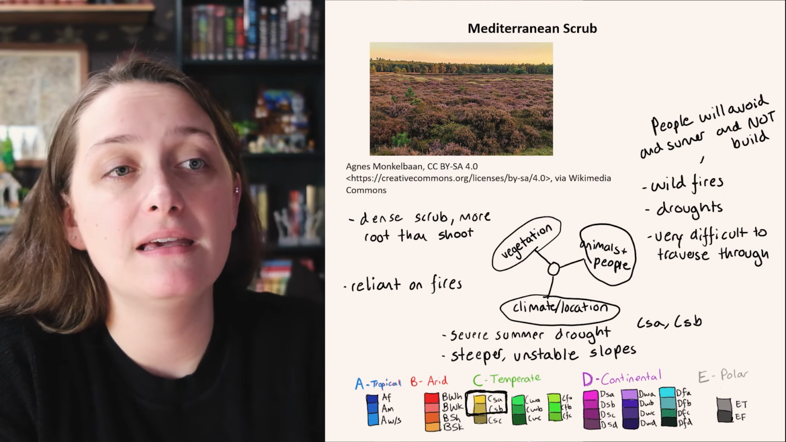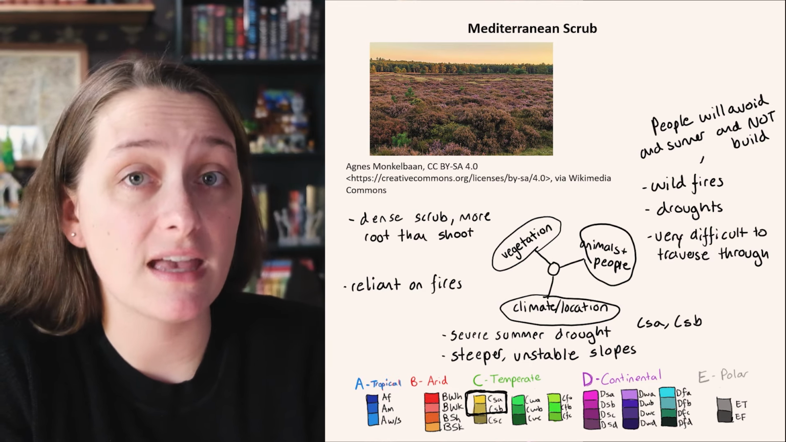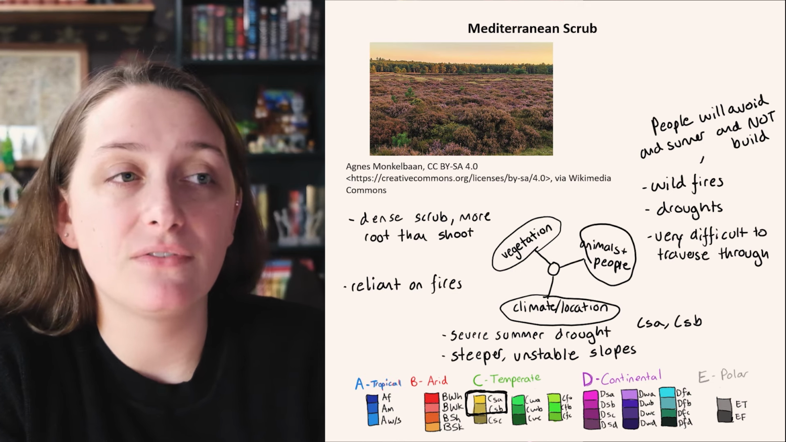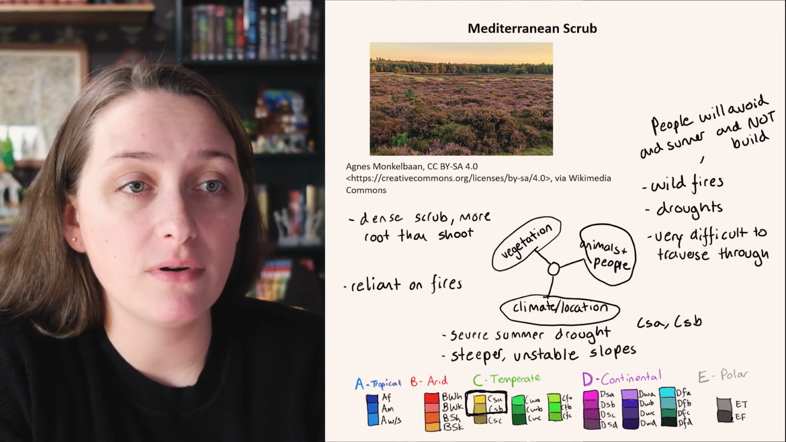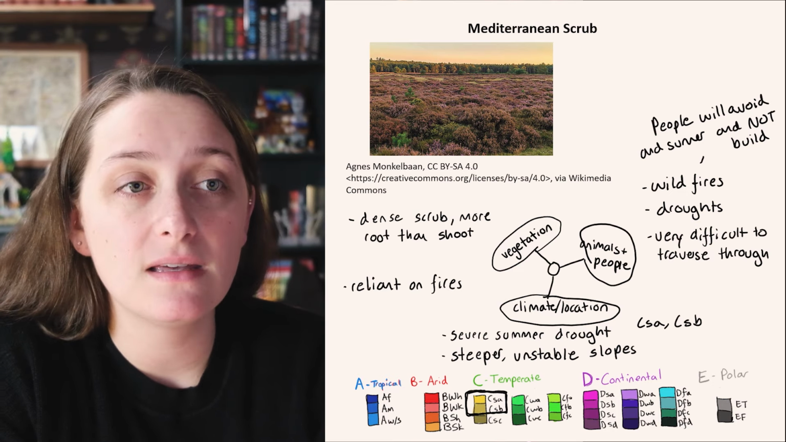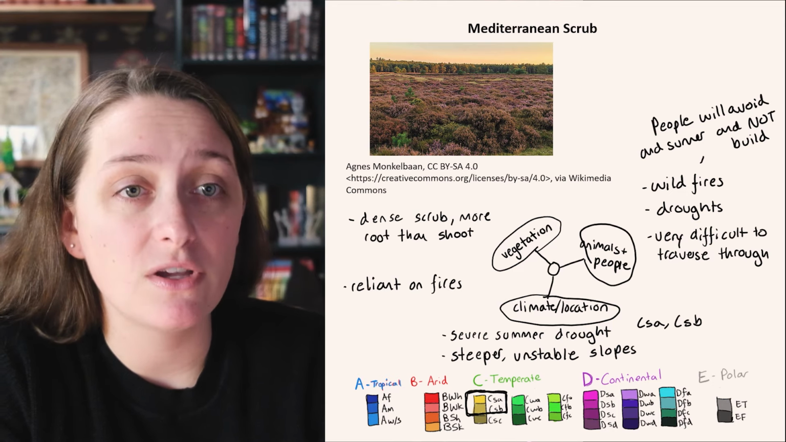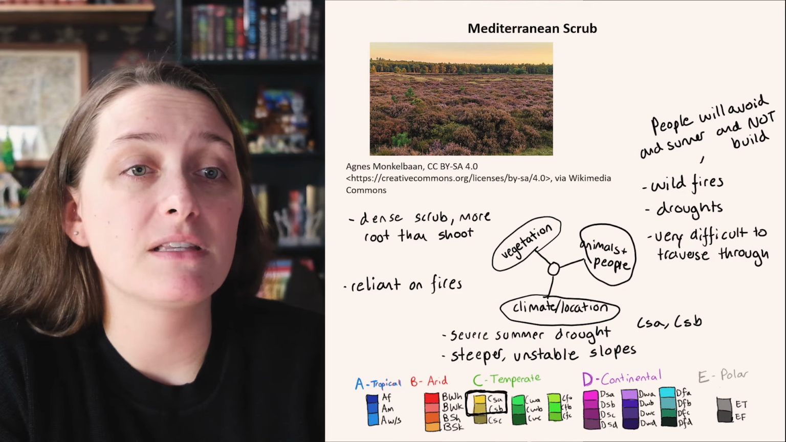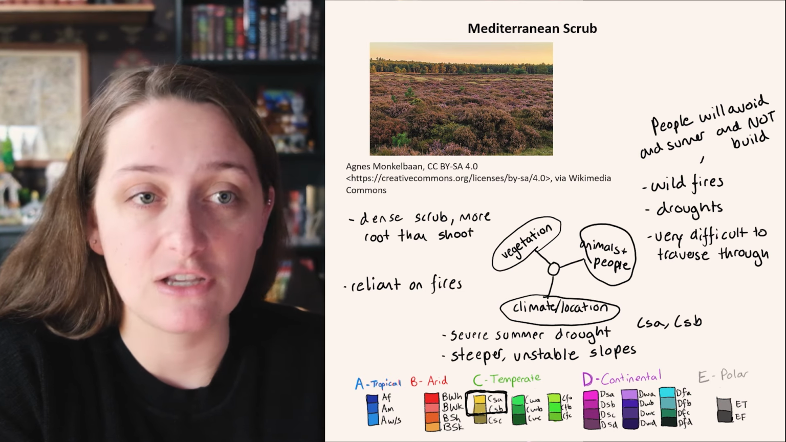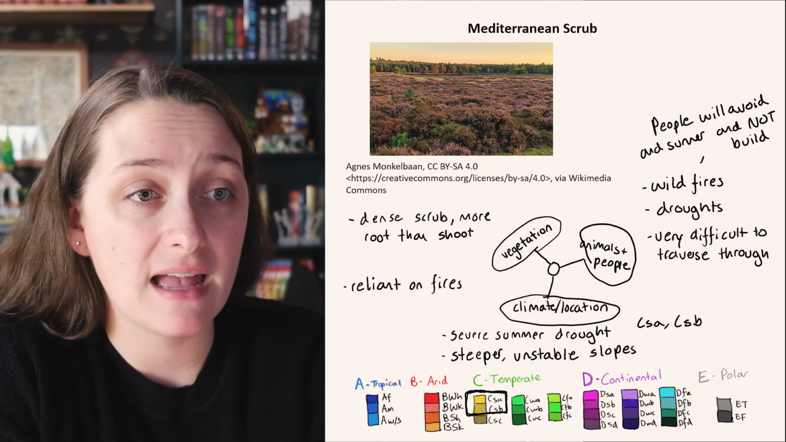Mediterranean scrub is going to be dense scrub with most of the biomass underground, so more roots than shoots, and this is going to be the most extensive of the scrublands. It's very dense, near impossible to hike through, and there may be some layers of herbs and small grasses beneath. This is mainly going to be found in CSA or CSB Mediterranean climate, where you have severe summer droughts, but these must also be on steeper, more unstable slopes, which they provide a bit of stabilization for. On gentler slopes, you'll find grassland or Mediterranean woodland instead.